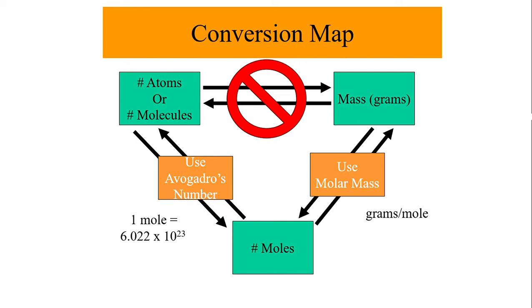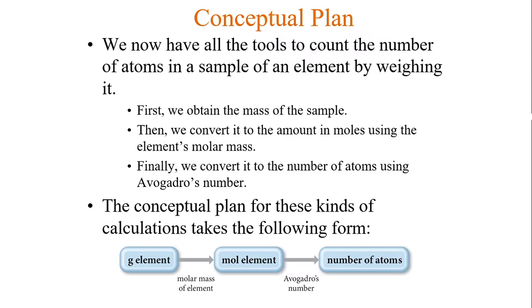Or vice versa. If we have the grams to start with, we'll use the molar mass to find the number of moles. And then using Avogadro's number, if we need to, we'll calculate the numbers of atoms or molecules, as we'll see later on in the course. Let's do a little plan here for how this works. Notice in the bottom of the flowchart, this is essentially the process of dimensional analysis.